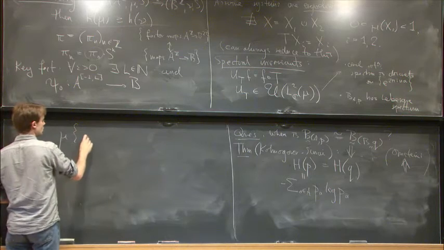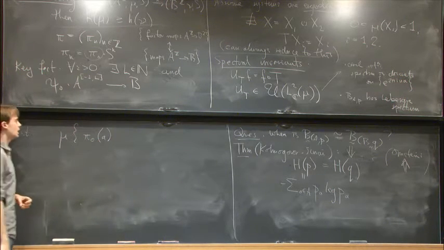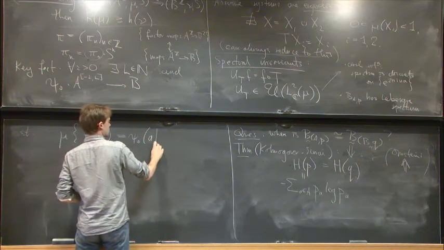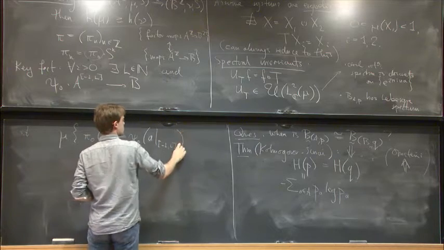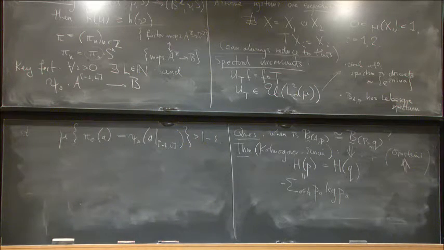Under the measure mu, pi naught applied to a string A very likely agrees with psi naught applied to its restriction to these coordinates. So you can approximate pi naught in this sense by a map depending on finitely many coordinates. Okay, so that's very straightforward.